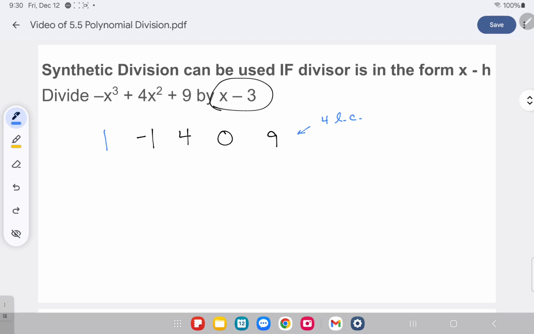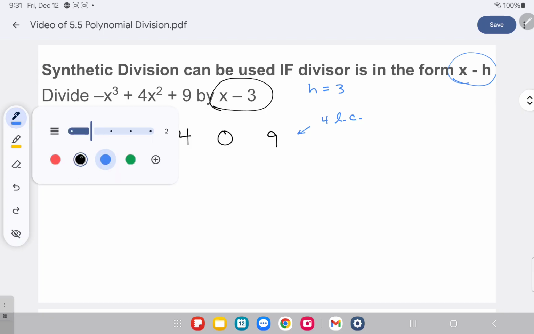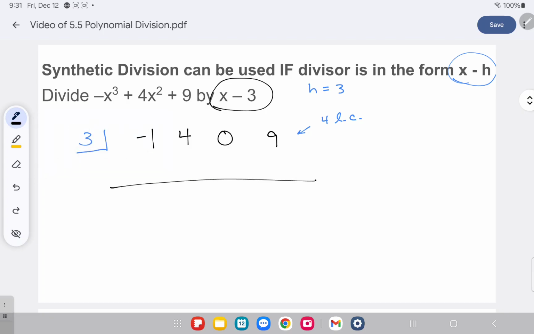Then I put this number in a box. If we're dividing by x minus 3, we're going to see if it's a factor. But we're going to put the number 3 in the box. It's going to be the opposite. Basically, if it's in the form x minus h, you're putting h in the box. So if our divisor is x minus 3, h is positive 3. And here's how synthetic division works. You're always going to bring down that first number, in this case negative 1. Then we're going to multiply that number by the number in the box. And that's negative 3. Then we're going to add down.